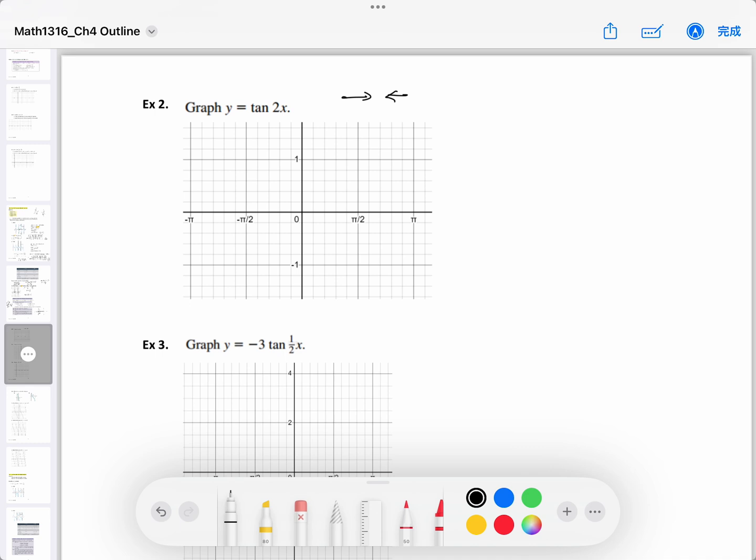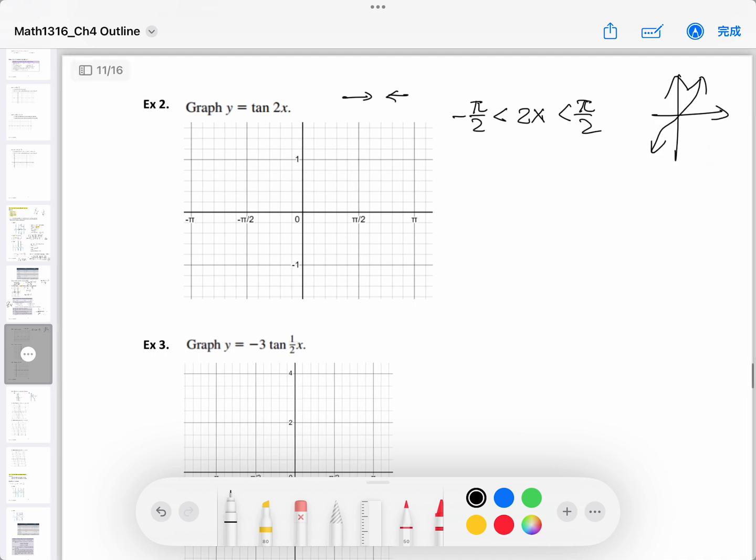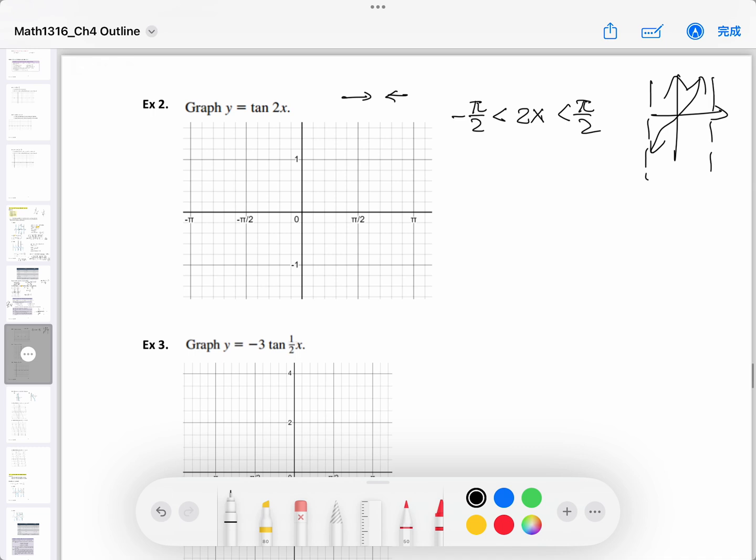Okay, first I also want to identify, do we have some other transformation except the horizontal shrinking? No, so vertically we have no transformations. First I want to bound the 2x between negative half pi and half pi, because for the tangent, one full cycle is between negative half pi and half pi. Solve for x. So x is between negative pi over 4 and positive pi over 4.